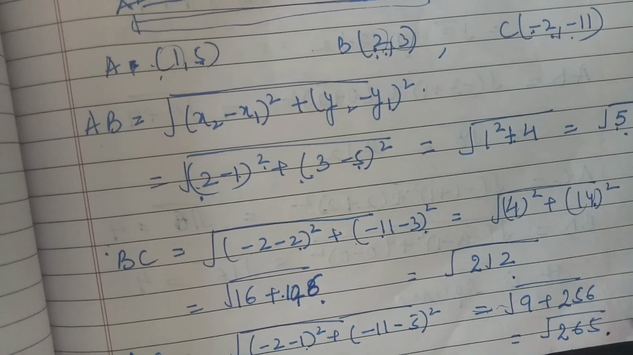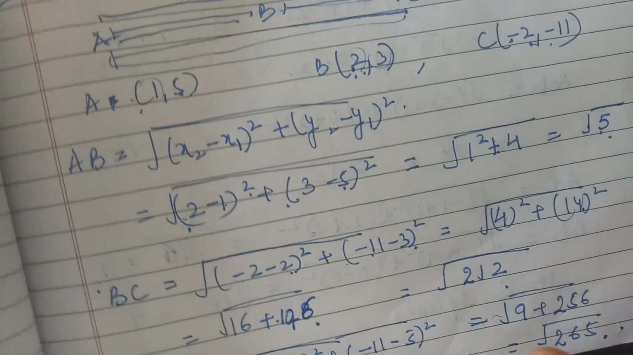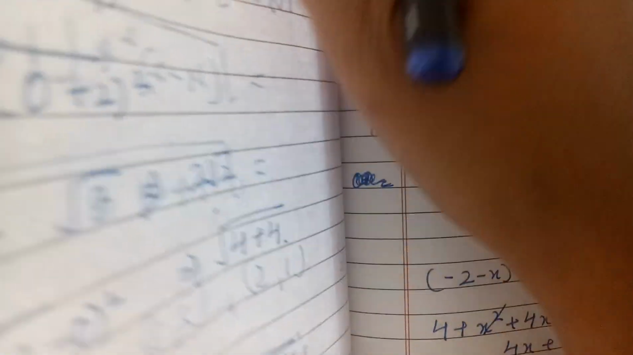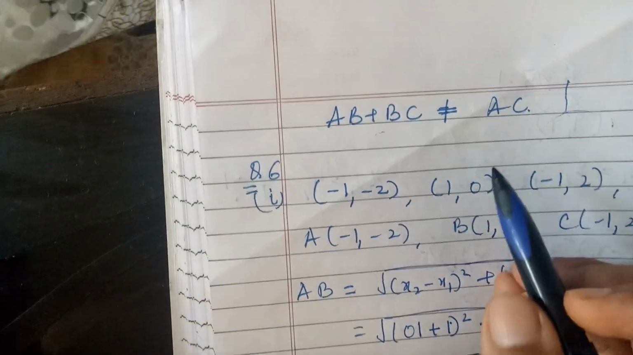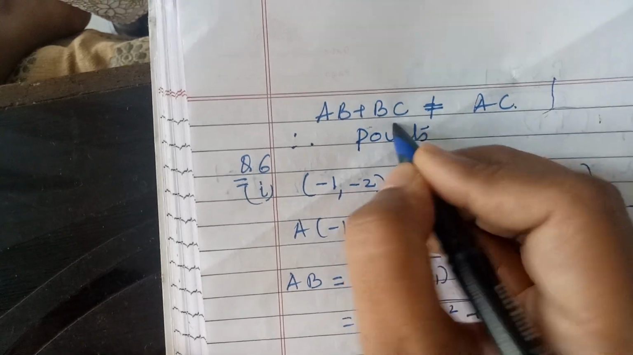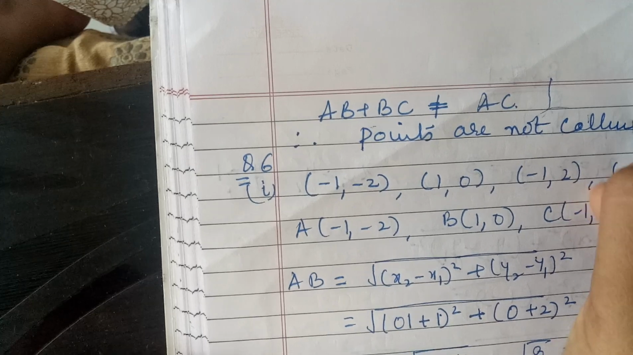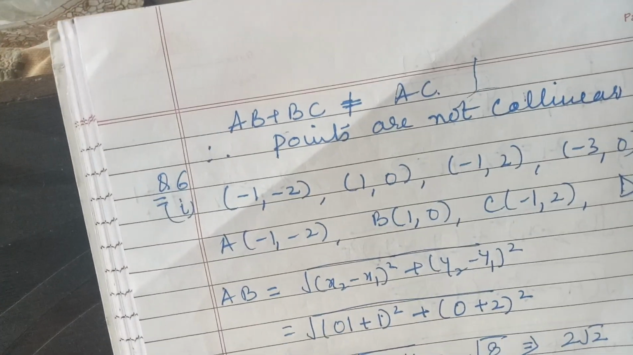So student, can you see that the sum of these two is equal to this? No, not at all. So it means what? It means that these 3 points are not collinear to each other. So simple. So AB plus BC is not equal to AC. So therefore points are not collinear. Simple.